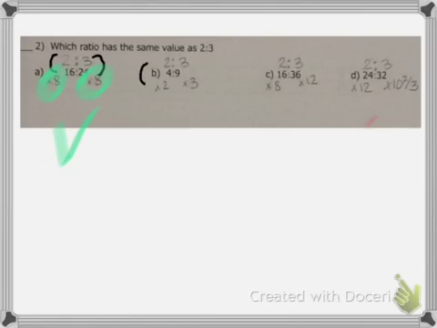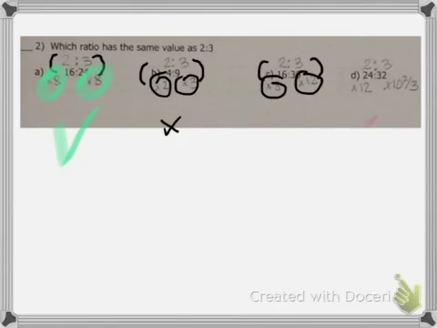2 times 2 gives us 4. 3 times 3 gives us 9. Since these are not the same numbers, they are not equivalent. 2 times 8 is 16. 3 times 12 is 36. These numbers, 8 and 12, are not the same, so these are not equivalent. They don't have the same value. 2 times 12 is 24, and 3 times 10 and 2/3 is 32. Since 12 and 10 and 2/3 are not the same, these are not equivalent. So it's choice A.